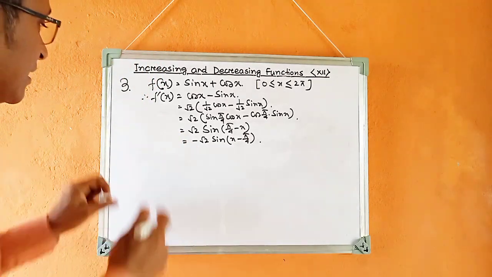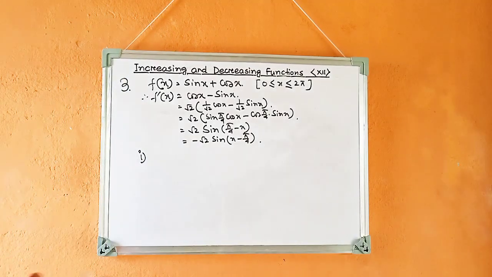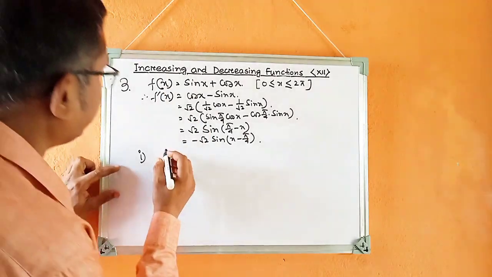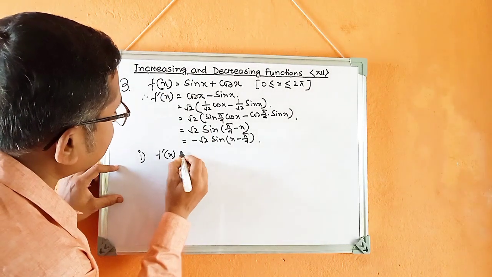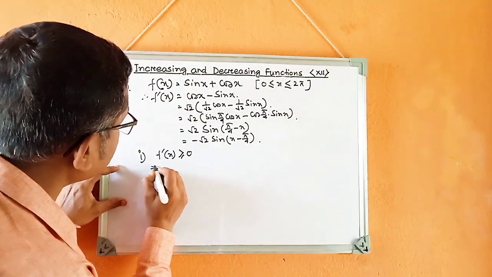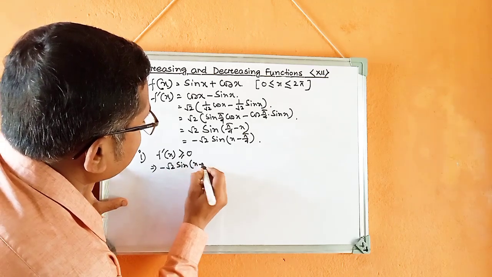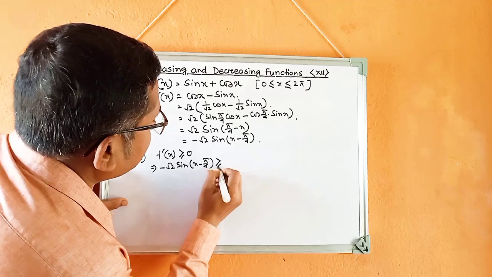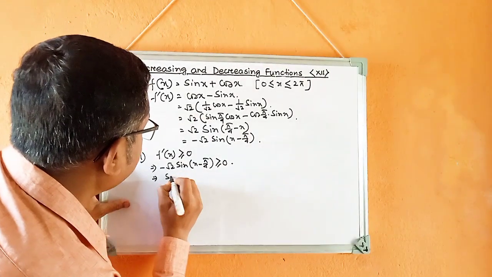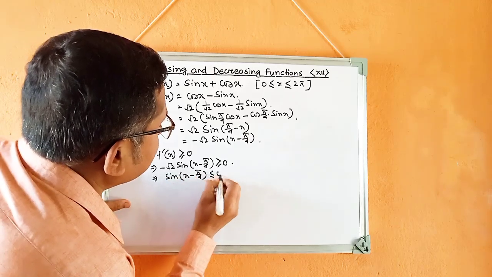Okay, now check one by one. Number one, increasing function. In case of increasing function, f dash x must be greater than or equal to 0. All of you know f dash x greater than or equal to 0 in case of increasing function. Now see, minus root 2 into sin (x minus pi by 4) greater than or equal to 0. Multiply both sides by minus root 2. So we get sin (x minus pi by 4) less than or equal to 0.